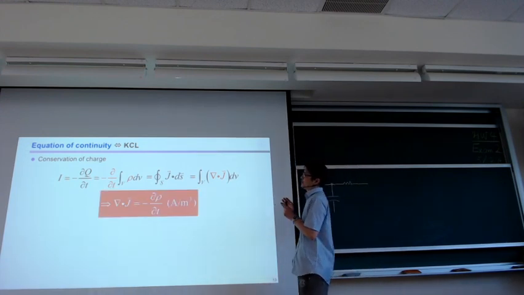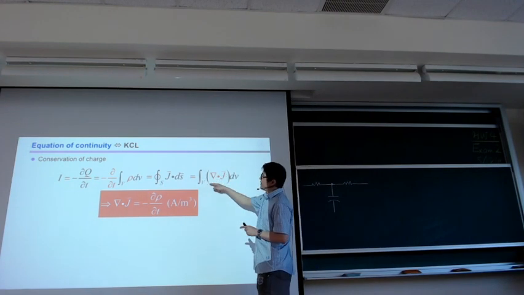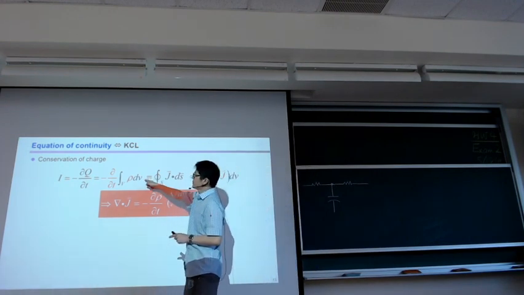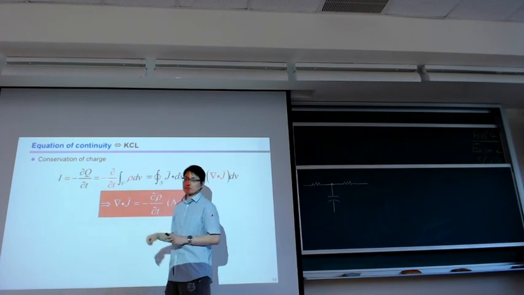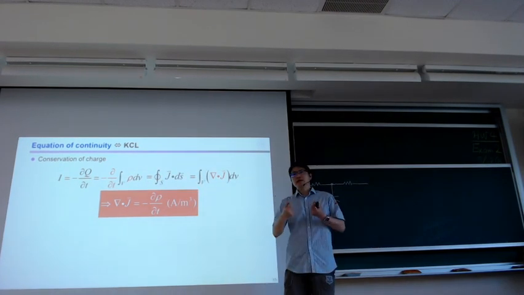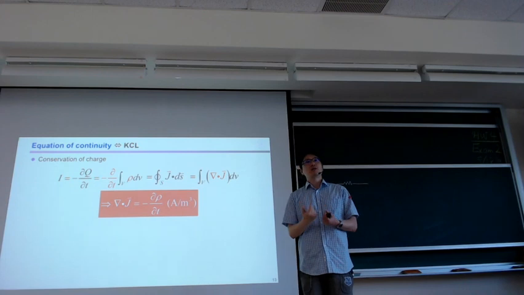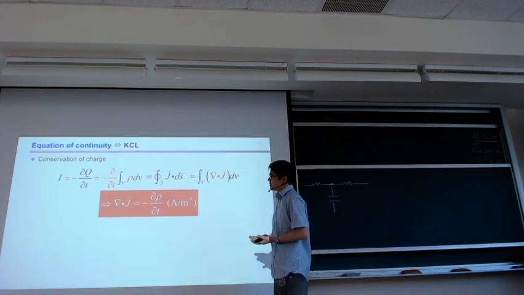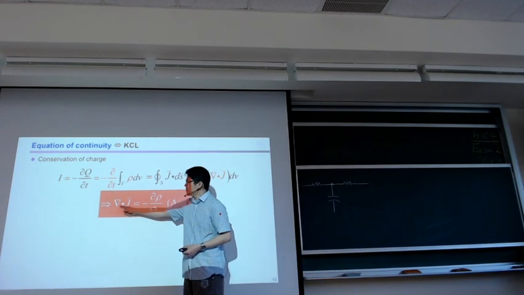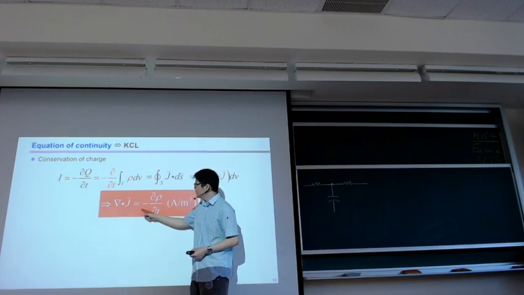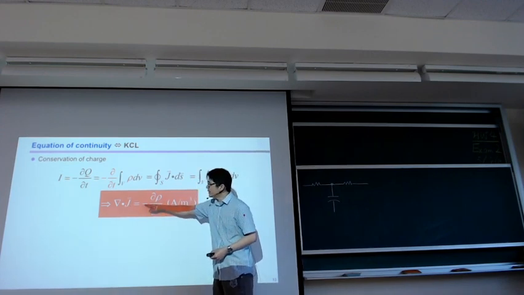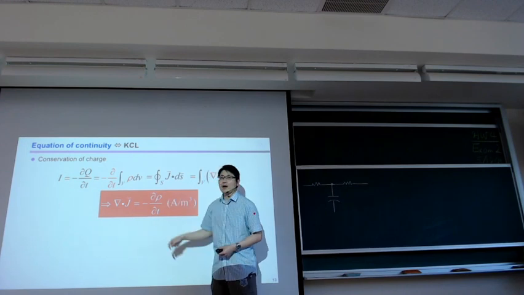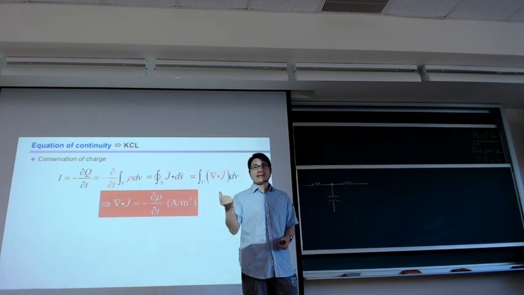Now, by comparing the terms, I have the volume integration, I also have the volume integration, which means the integrands must be equal. So this is telling you the divergence of J is equal to the negative change of the charge density.